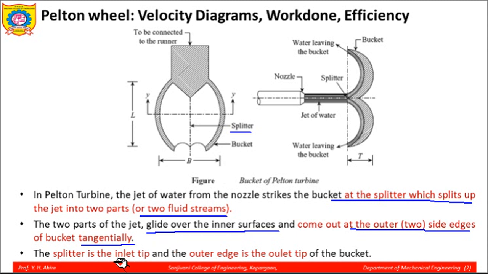The splitter is the inlet tip and the outer edge, the side edge, is the outlet tip of the bucket. So inlet tip is one, because splitter is only one, but the outlet tips are two. So one is here, the other one is here. The sectional top view of this figure is shown here. So this cross section of a bucket is nothing but sectional top view of this bucket taken at plane YY.